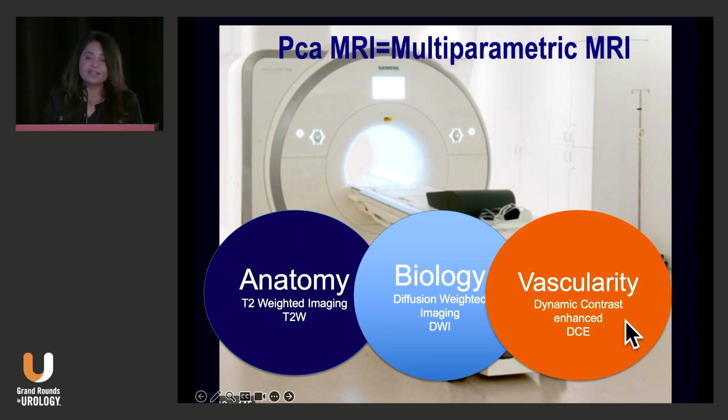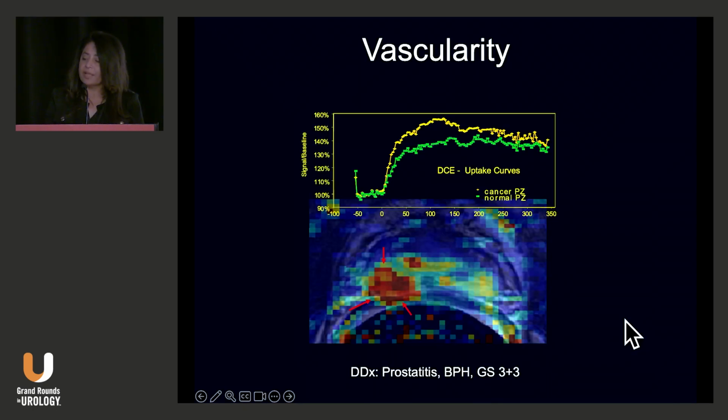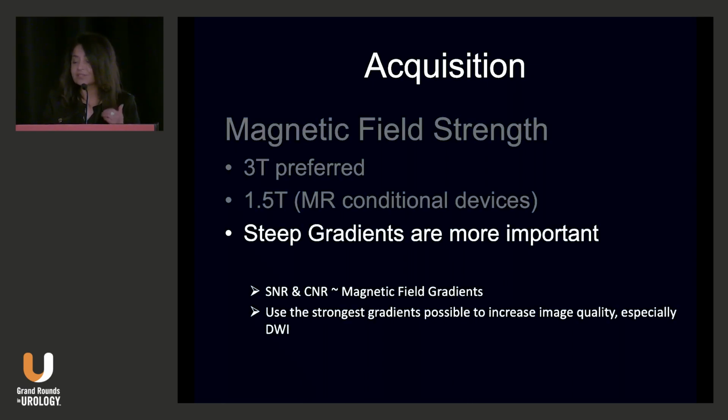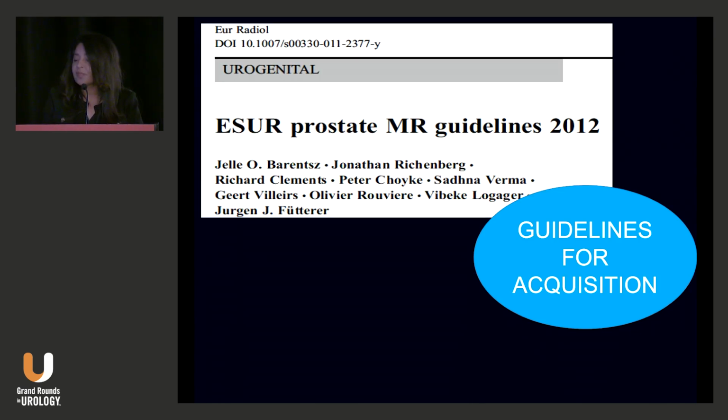What about contrast? It's tumor angiogenesis that we're evaluating, but the problem is prostatitis and BPH, et cetera, overlap with that. This is a big question, which, do we need 3T or not? Obviously, 3T is preferred, but the 1.5 Tesla is still used for a lot of conditional devices, and the newer 1.5s are beautiful with higher gradients, so I think it's really the signal to noise. If you can get that, you can use 1.5.